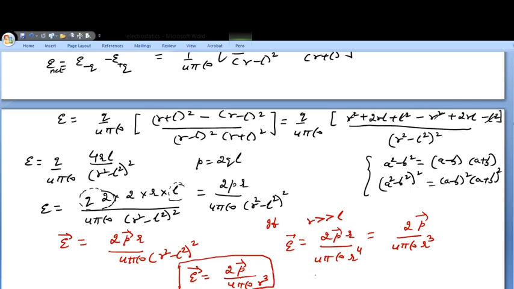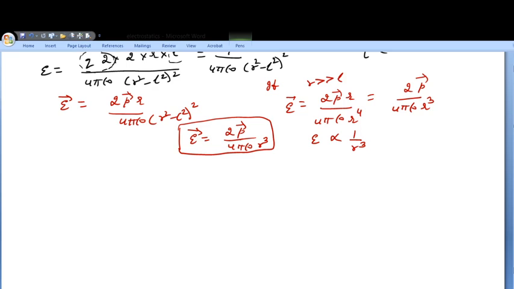Here you will find that electric field intensity is inversely proportional to the cube of the distance due to the dipole. Whereas due to a point charge, what was it? For a point charge, E is proportional to 1 upon R square. Now see here, both are decreasing with the distance. One is decreasing as R square and the other as R cube. Means your electric field due to dipole is decreasing at a much faster rate.